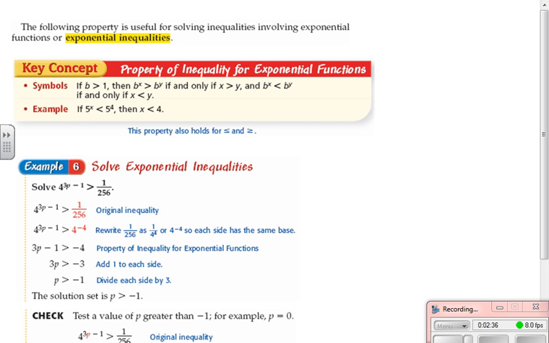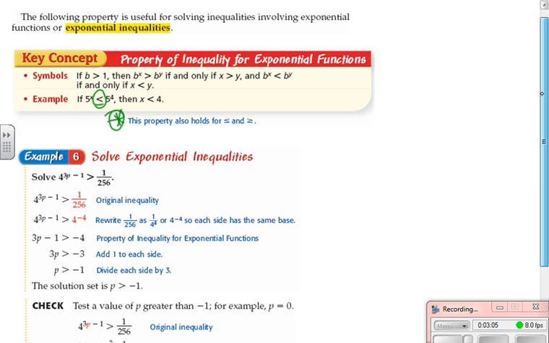Now, inequalities work the same way. Okay? If b is greater than 1, then b to the x is greater than b to the y if and only if x is greater than y. And the converse is true. If b to the x is less than b to the y, then x has to be less than y. So we have the same procedure, except instead of setting them equal, we use whatever inequality sign. This also holds true for our less than or equal to.